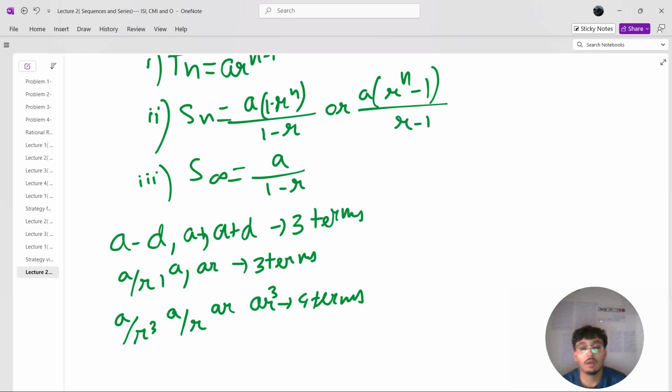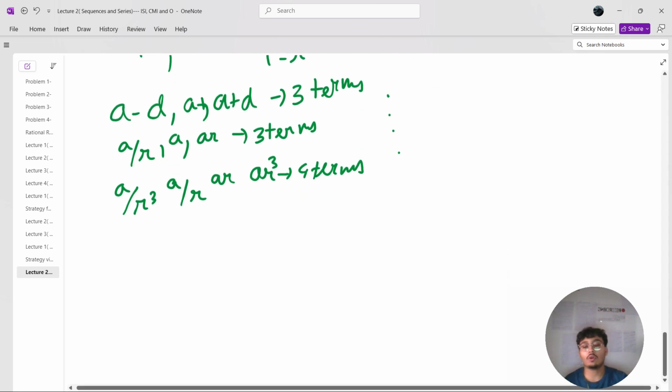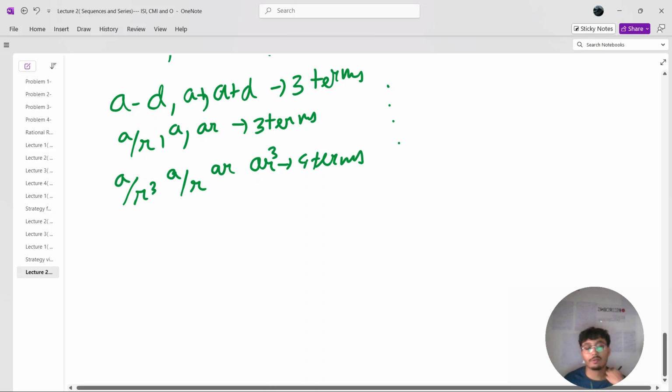Now you might be thinking, what is my common ratio here? So divide the second term by the first term. ar by r cube gives me r square. Similarly, ar cube by ar also gives me r square. So this is how you are going to be taking up terms. One very common, quick question to show you how to take terms.